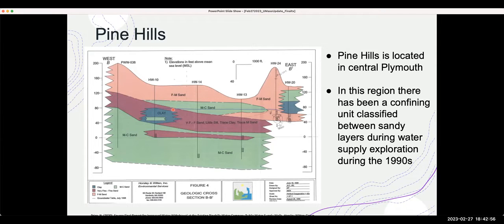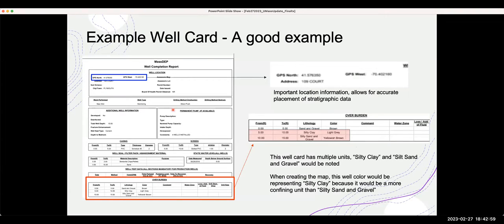Yeah, so I guess just getting into my process of how I ended up creating a map of the confining units. There was a gap of data in Plymouth specifically. We got a lot of wells in Kingston and Duxbury, but there was a lot of well cards that needed to be gone through. In Plymouth specifically, there's like 2,500, I believe. And so this is an example of one of the better well cards that had location data, as you can see in the blue. It had coordinates, and then it had pretty clear lithologic data at the bottom. This well card had silty clay and silty gravel, so I was basically just making a master Excel sheet noting where these wells were and then which units were there.